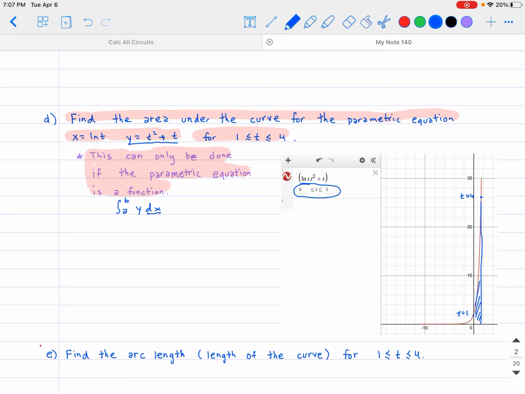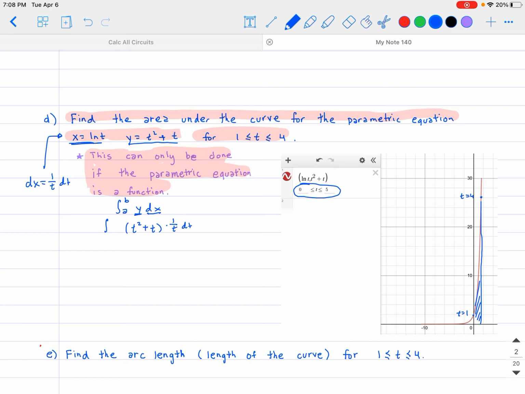And dx, if you're wondering what that is, we can solve for it. I'm going to change the area so that everything is in terms of t. The integrand y is t squared plus t, because that's just y. For dx, if x is equal to ln t, then dx is equal to 1 over t dt. That is my replacement over here.